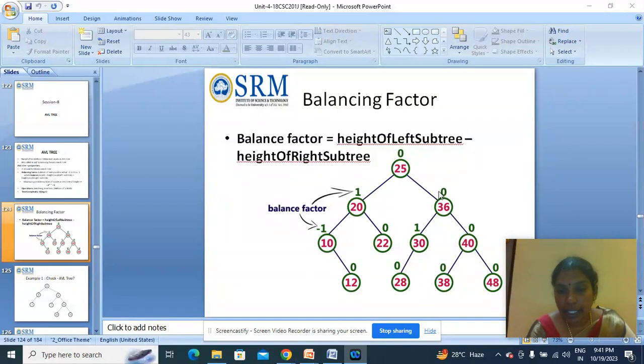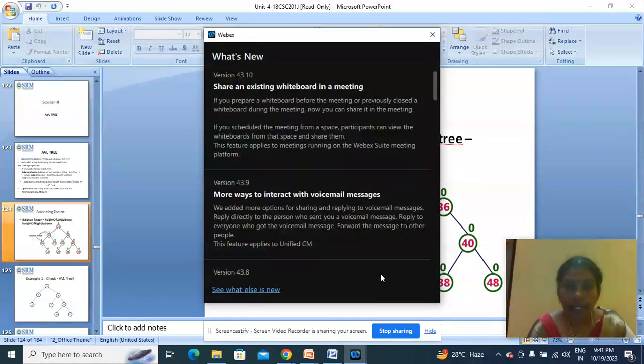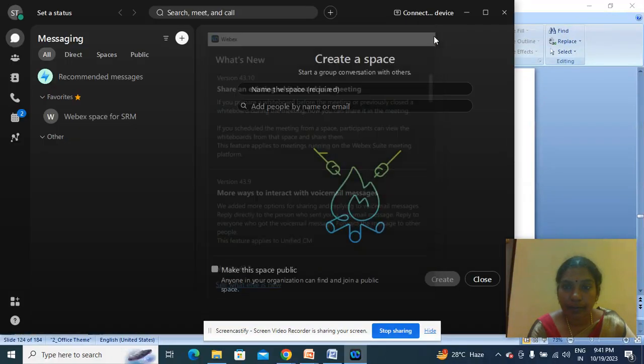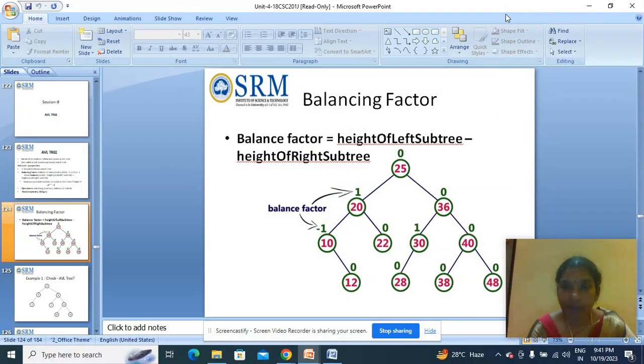And next we can take the right subtree of the 25. Here also 3 edges are available from 25 to 48. The first edge is 25 to 36, the next edge is 36 to 40, and the next edge is 40 to 48. So here also 3 edges are available. So the left subtree height is 3 and the right subtree height is also 3. So 3 minus 3 is 0.